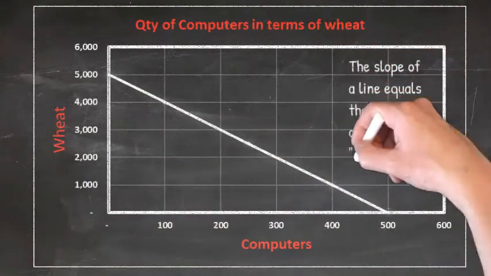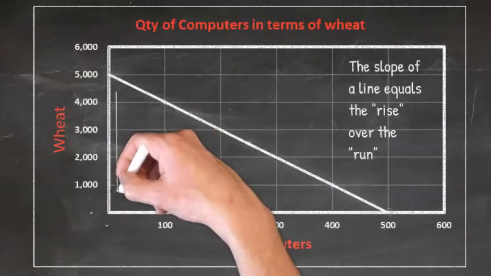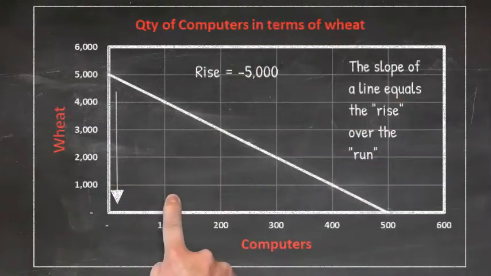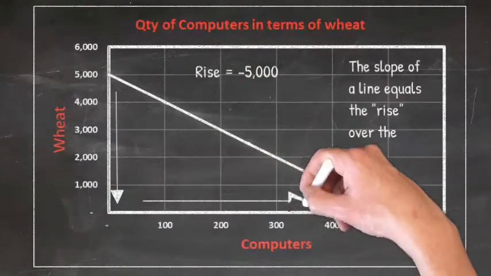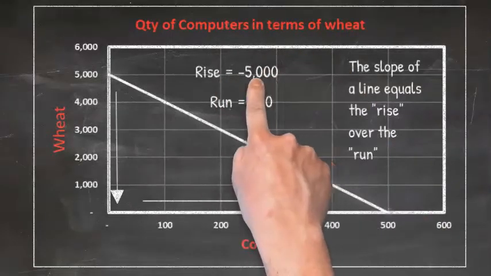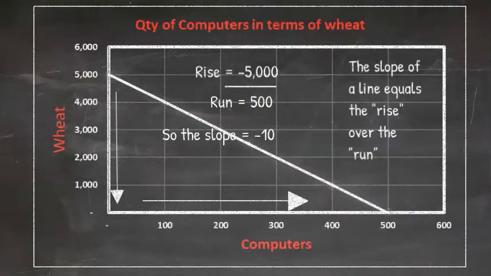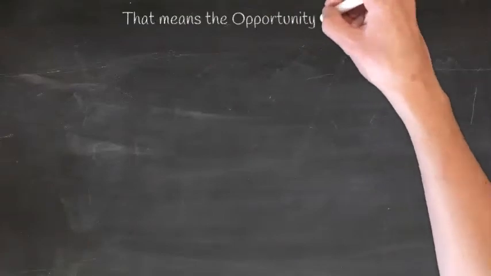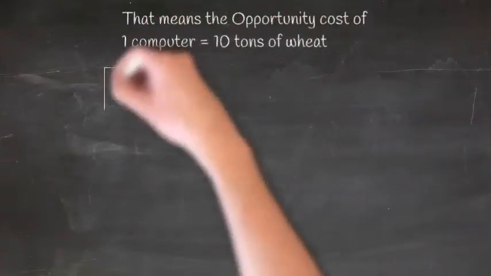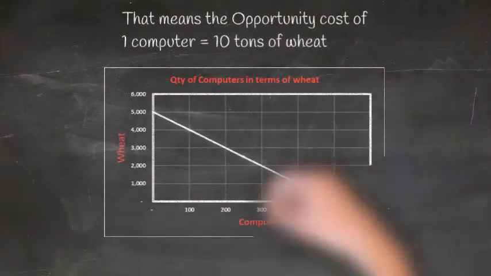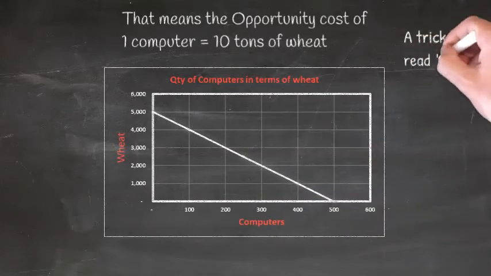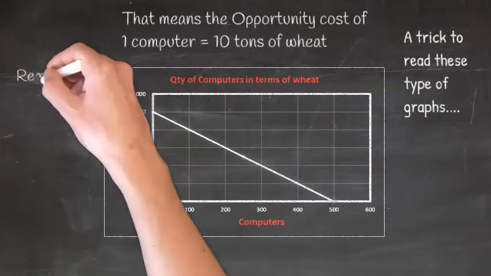Now, we also use this to help us learn our cost. Remember the slope of a line, the rise over the run. In this case, the rise is a decrease of 5,000, the run is 500, so the slope is a negative 10. For our use in the production possibilities frontier, we'll drop the negative sign, and we'll just say that that means one computer cost us 10 tons of wheat.